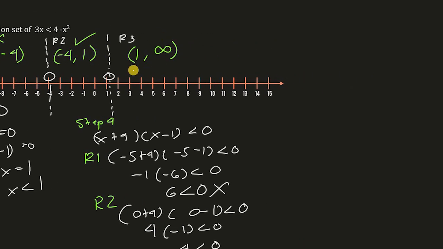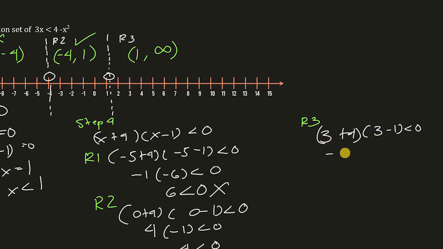Okay, last, i-evaluate naman natin itong region 3. Hanap tayo ng magandang value. Sige, 3. Try natin yung 3. So, substituting 3 sa ating equation, that would be 3 plus 4 times 3 minus 1 is less than 0.